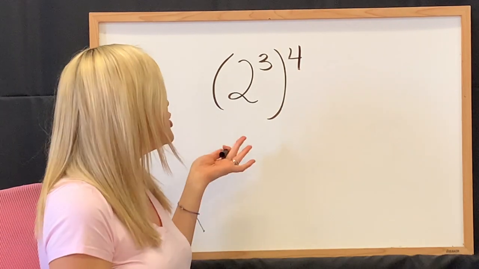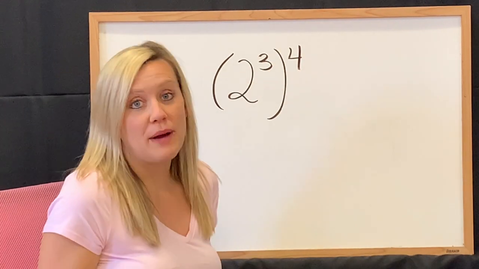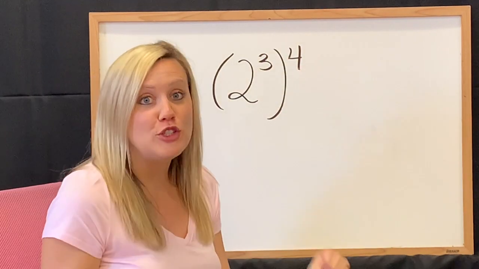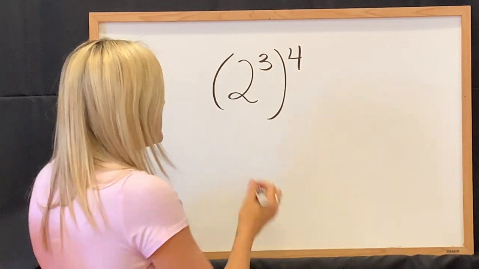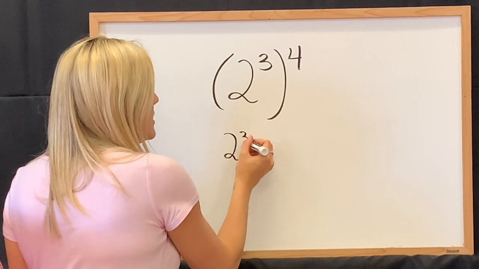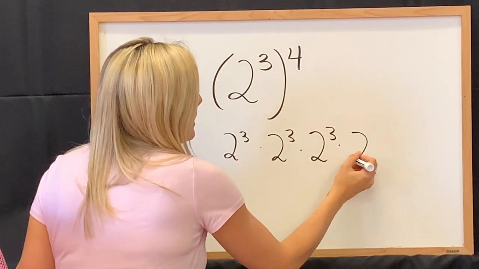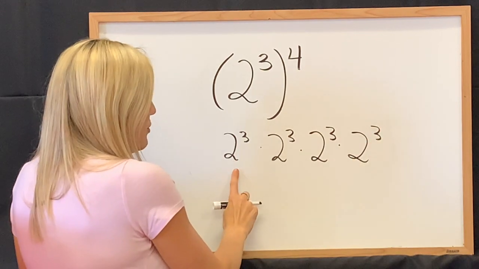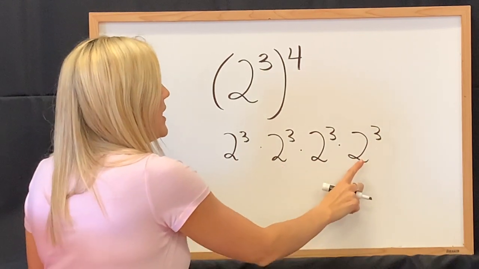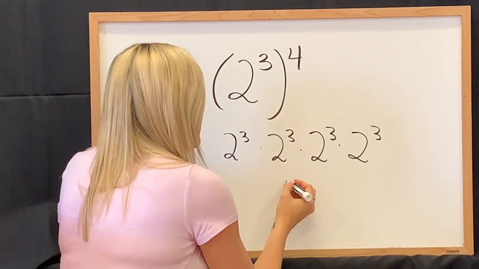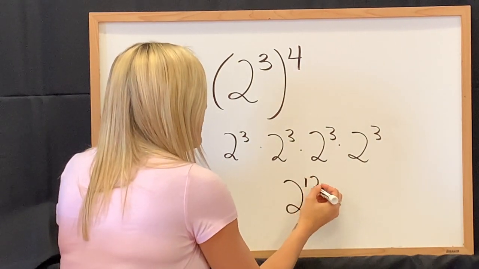Let's do another one. Here we have 2 cubed to the 4th power. So that means this inside the parentheses, the 2 cubed, I'm going to write it 4 times. So I have 2 cubed times 2 cubed times 2 cubed times 2 cubed. So I have 3, 6, 9, 12 2's total. So I'm going to write it like this: 2 to the 12th power.